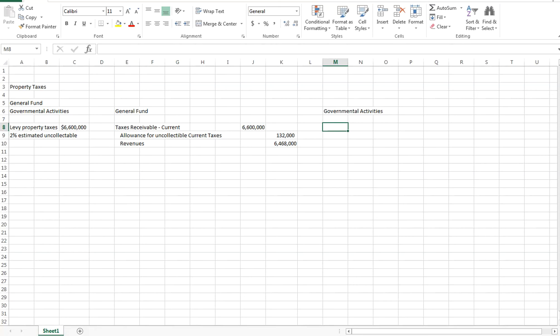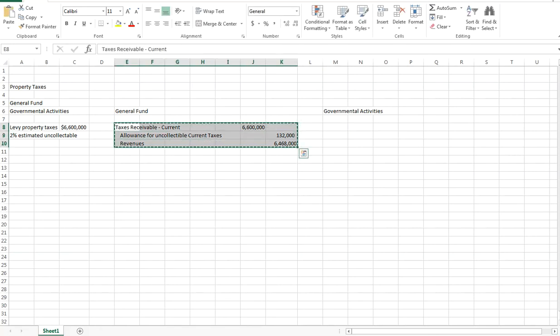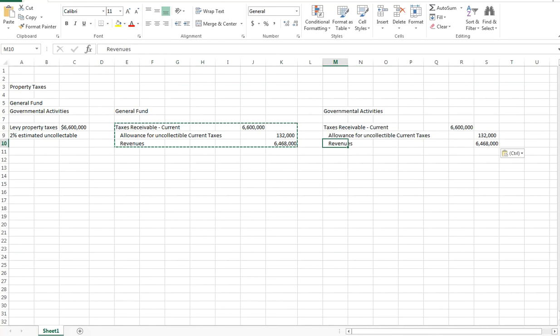Then in the governmental funds, we have taxes receivable current. Actually, I'm going to copy this and then I'm going to show you the difference so you don't have to watch me type so much. Okay, so we still have taxes receivable current. We still have an allowance, but under revenues, we're going to call this general revenues, property taxes. Okay, the numbers are the same.